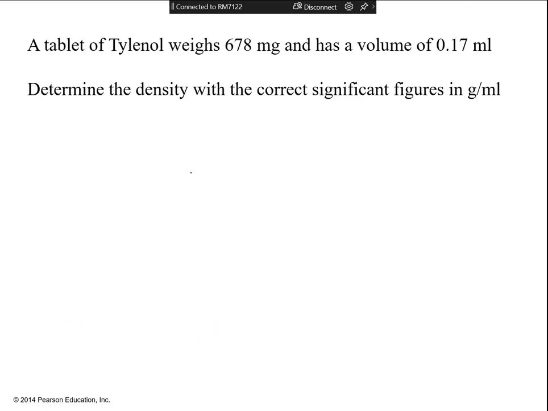So here's one more. You try this. A tablet of Tylenol weighs 678 milligrams and has a volume of 0.17 milliliters. I want you to determine the density with correct significant figures in grams per milliliter. Write down your formula, write down what you know, what you need to find, make sure that your units are correct, then do the math.